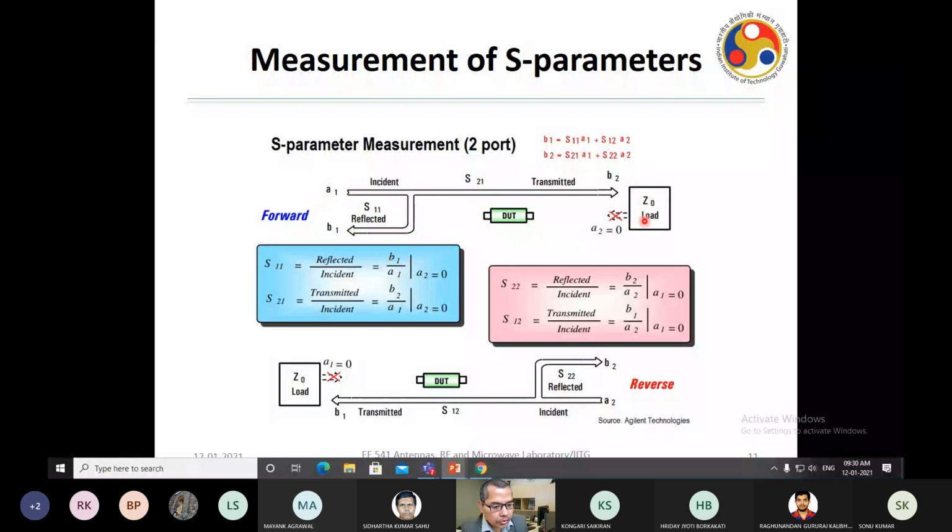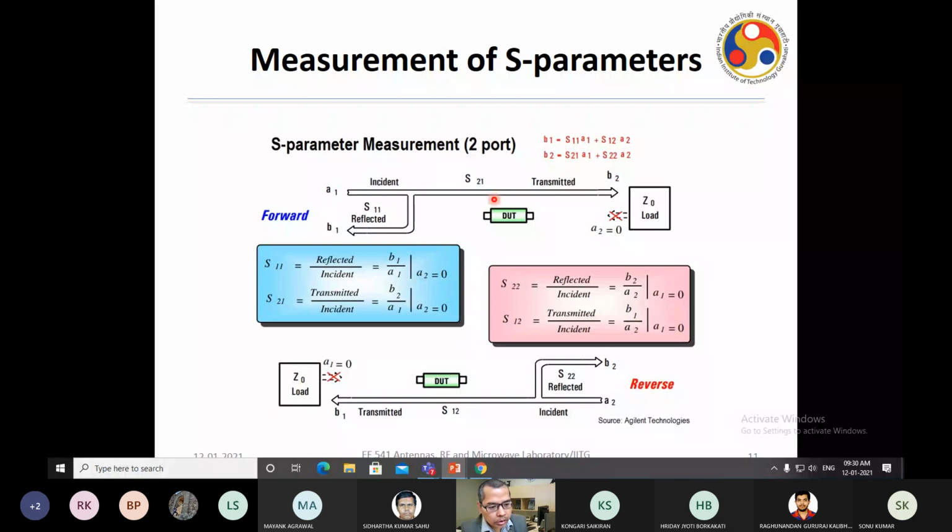So when we are not supplying any source to port 2, we are measuring how much is the transmitted signal here. That will give me the S21. So the ratio of the reflected wave by the incident wave is your S11 when A2 is 0. The ratio of the transmitted wave by the incident wave is S21 when A2 is 0.